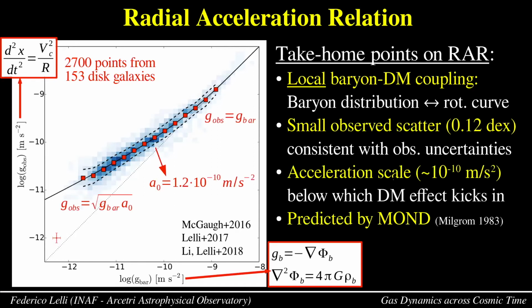There is again an acceleration scale. In this case, it's very explicit. Above this acceleration scale, we have the one-to-one line. So we are in the baryon-dominated regions. Below this acceleration scale, we have the dark matter effect. But this is not a random effect. It actually follows this precise law where the observed acceleration is equal to the baryonic one times the acceleration scale, the square root of this. And remarkably, this was predicted a priori by Milgrom in 1983 using MOND.